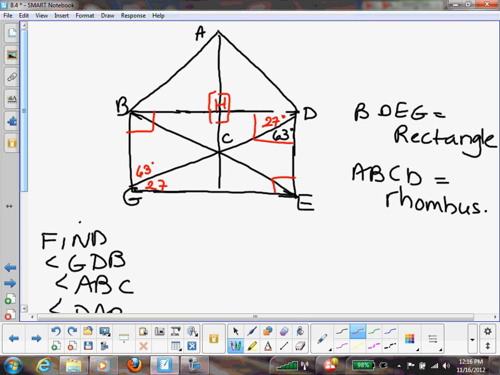Think. This is the problem you're going to see. Claire? BE and GD are congruent. Okay, because they're diagonals in a rectangle. Let's find some more angle measures, though. Think of triangles.